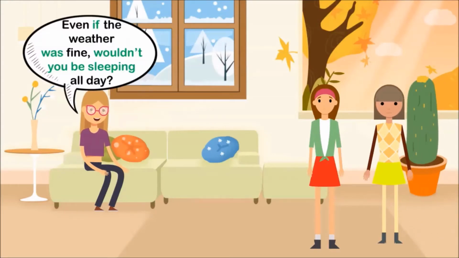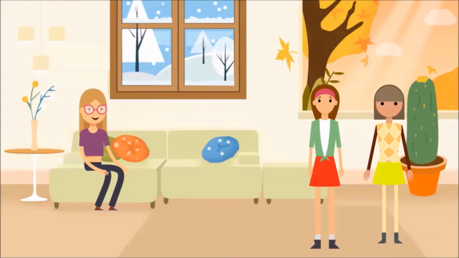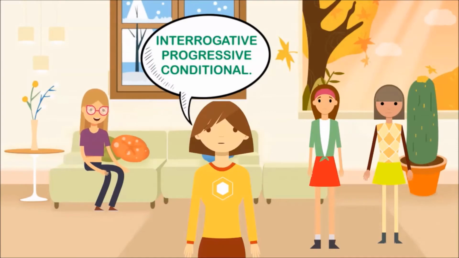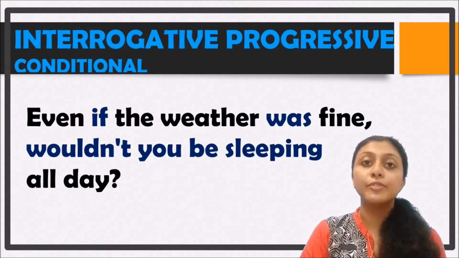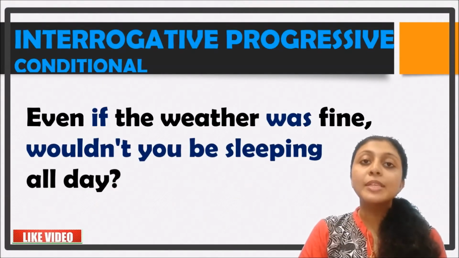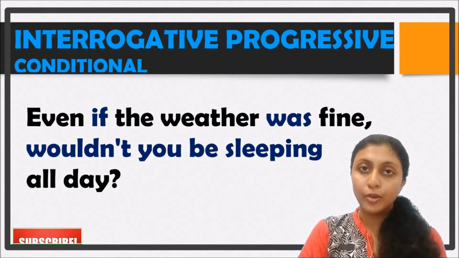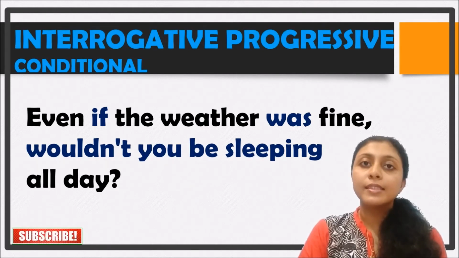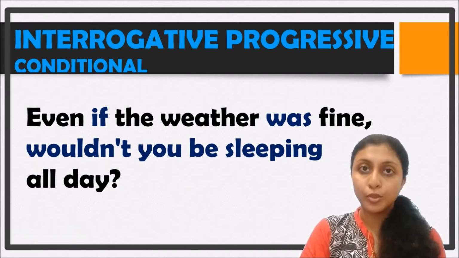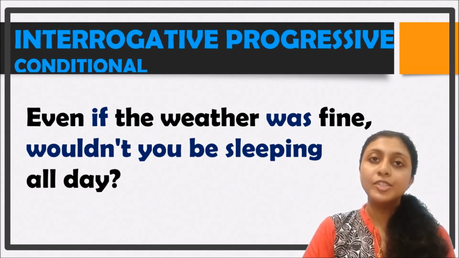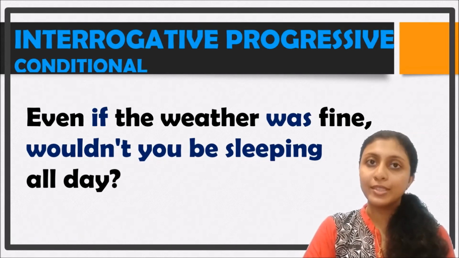Even if the weather was fine, wouldn't you be sleeping all day? Interrogative progressive conditional. Even if the weather was fine, wouldn't you be sleeping all day? Now here, this is in the progressive conditional form, and this sentence has an interrogative tone. It is an example of an interrogative progressive conditional sentence.